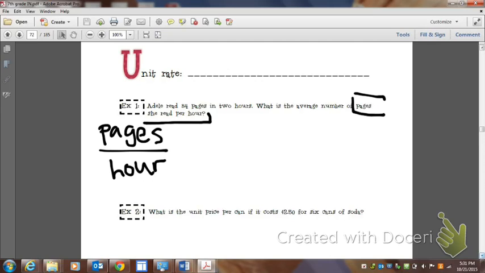All right. And so in this, she can do 84 in 2 hours. So our first step right here is just to set up our ratio. Set up ratio.